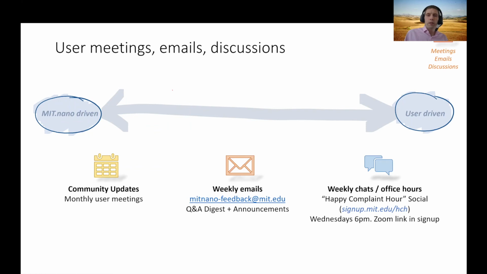Just a few reminders, I guess. MIT.nano-feedback is where you can send us those questions, and we'll try to answer those on Fridays. And then the Happy Complaint Hour social is every Wednesday, 6 o'clock. The next one is actually in, whatever it is, 3.5 hours tonight. And so with that, let me stop the recording, and we can go into the Q&A.